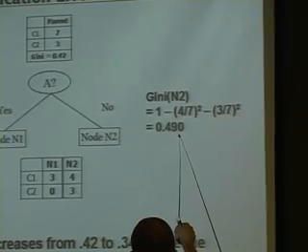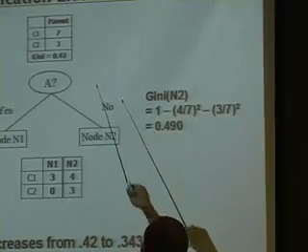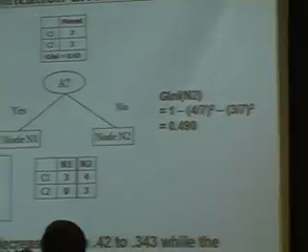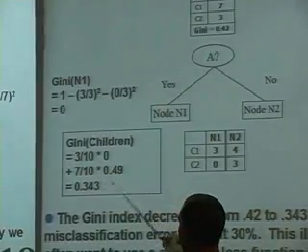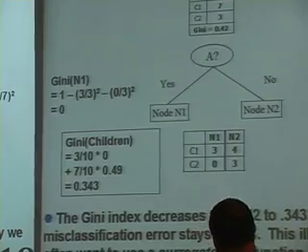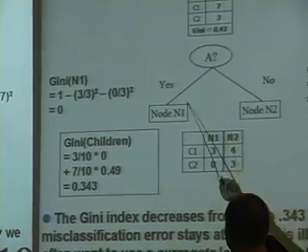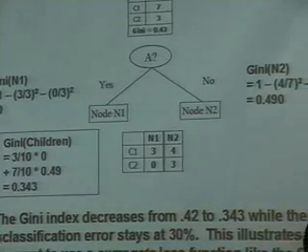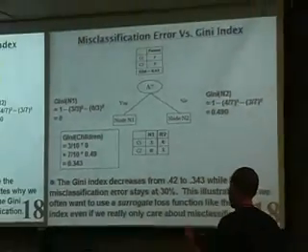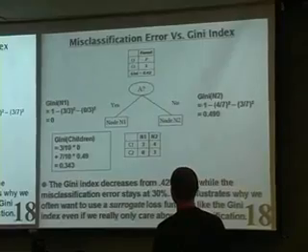It's pretty big. In fact, it's bigger than the parent node, but when you take the weighted average, 3/10 are in here with 0, 7/10 are in here with 0.49. It actually comes out smaller. So the Gini index says this is actually a good split to do. It decreases the Gini index. You can compare it to other possible splits, but this one gives you a decrease from 0.42 to 0.343.